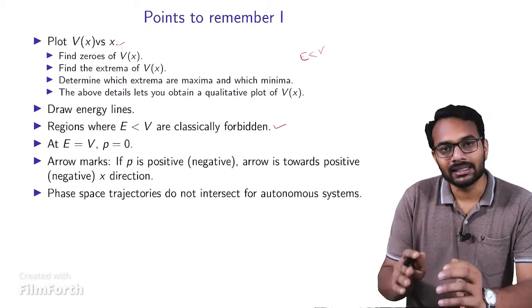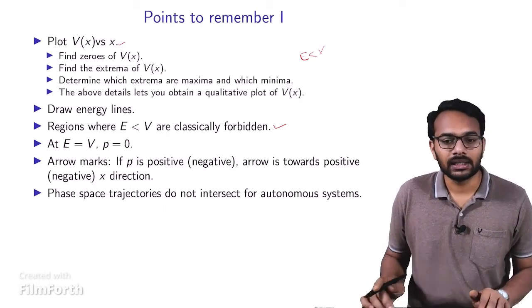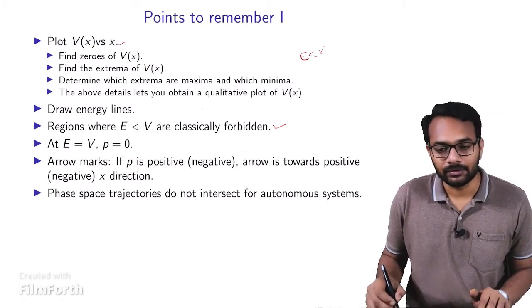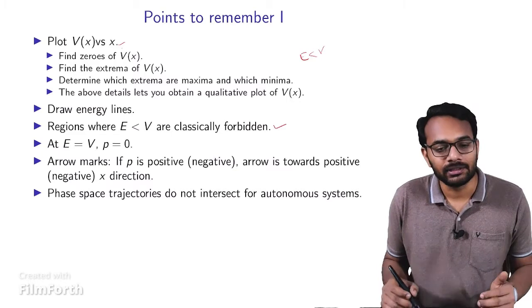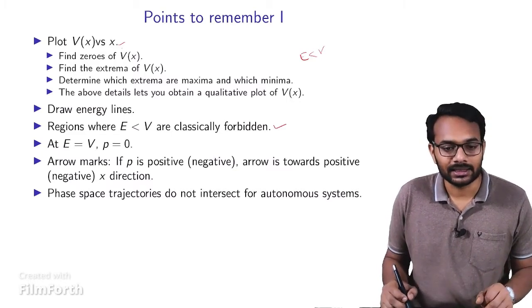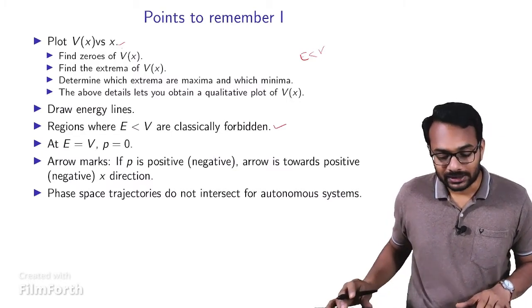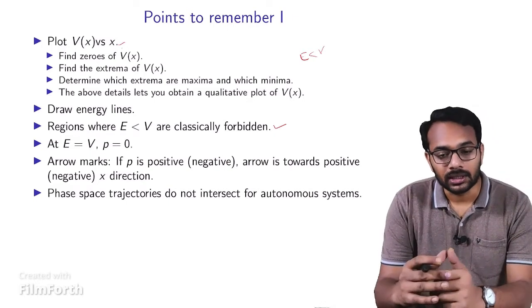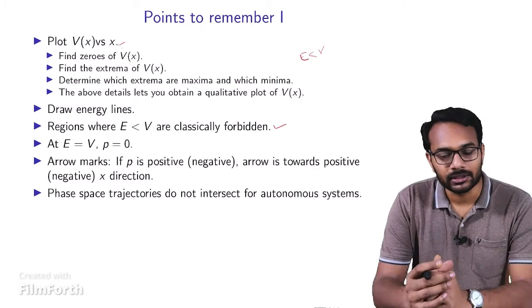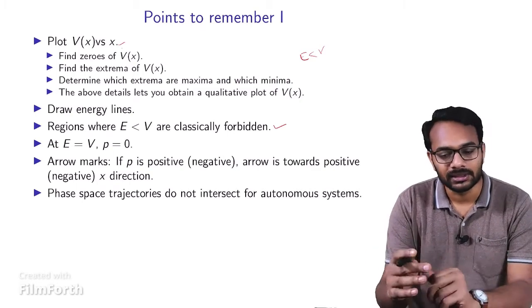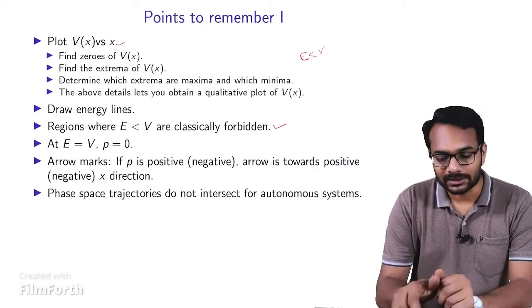Again, we said that we have to put arrow marks on the curves. If p is positive, the arrow should be towards the positive x direction, and if p is negative, it should be towards the negative x direction. Also, we said that the phase space trajectories do not intersect for autonomous systems. That's a statement of the conservation of energy, or reversibility, or determinism. All these things we have discussed.